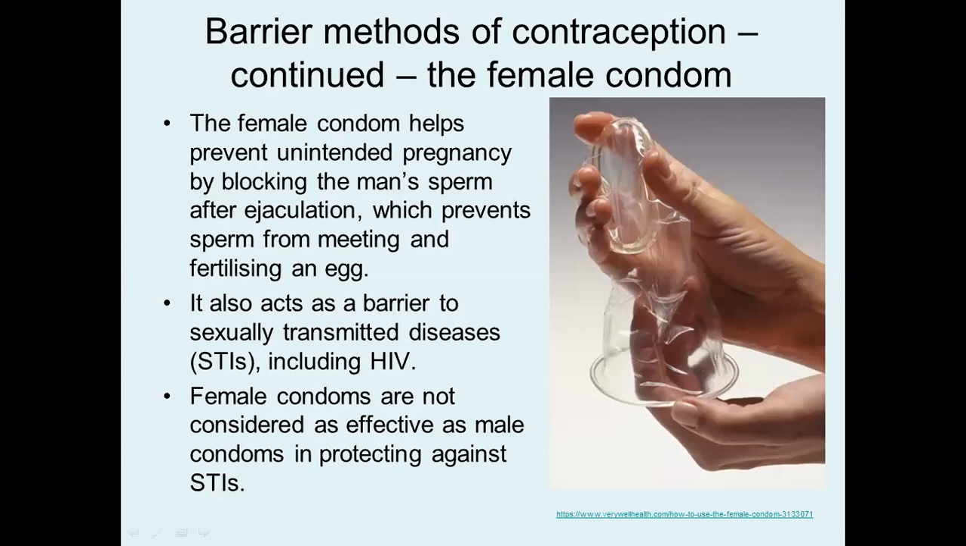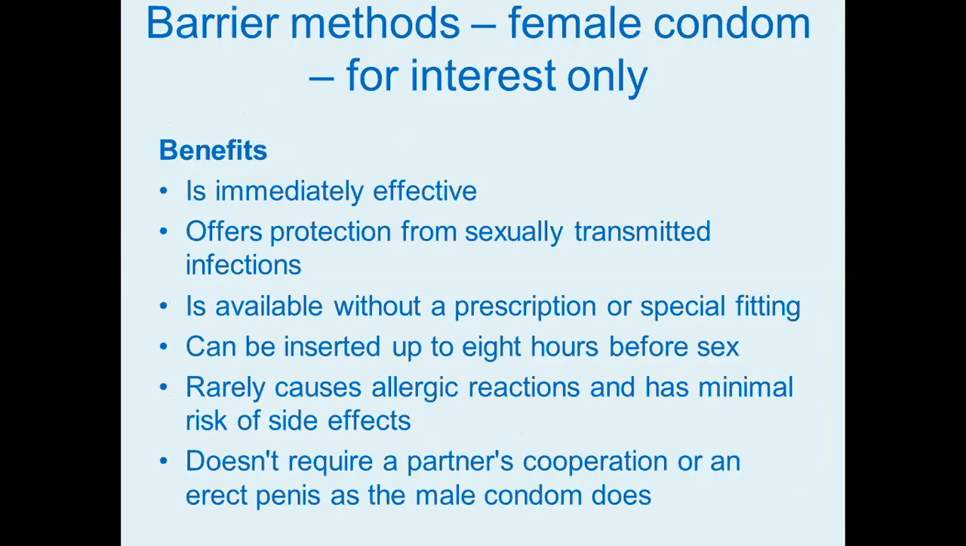It also prevents unintended pregnancy by blocking the man's sperm after ejaculation, and that prevents the sperm from meeting and fertilizing an egg. It also acts as a barrier to sexually transmitted diseases, in other words, STIs or STDs, including HIV. So if I talk about STIs, know that HIV is included with those STIs. Female condoms are not as effective as male condoms in protecting against STIs, or in fact in protecting against pregnancy.